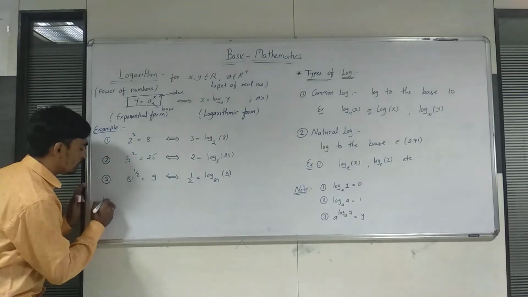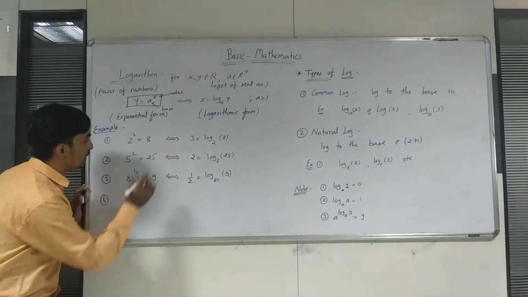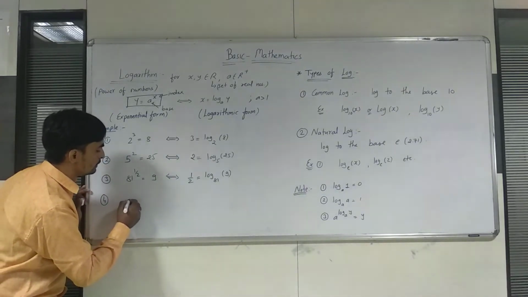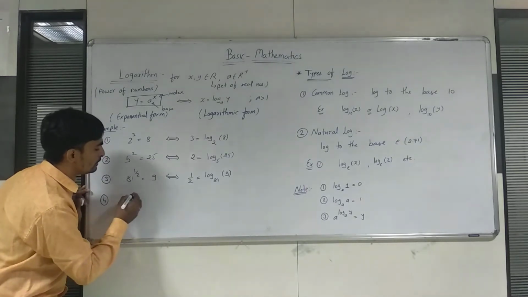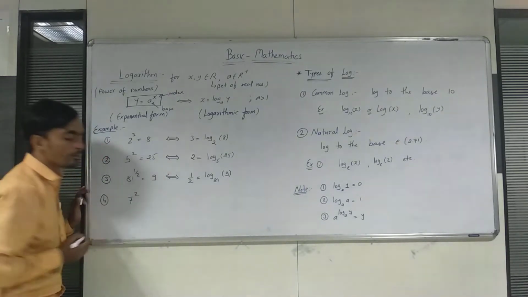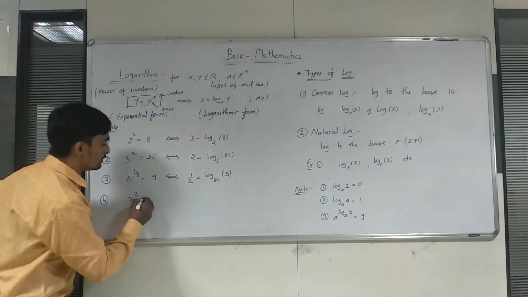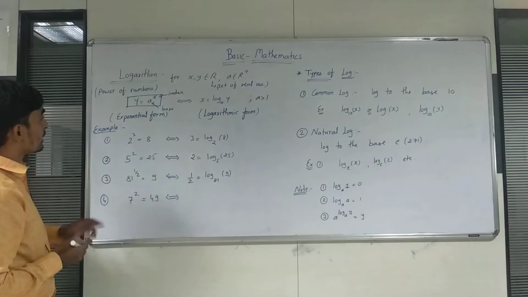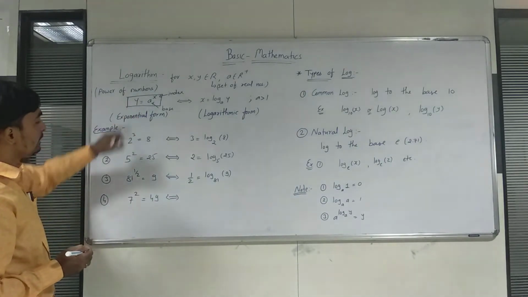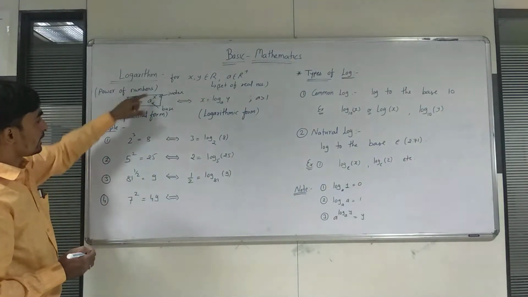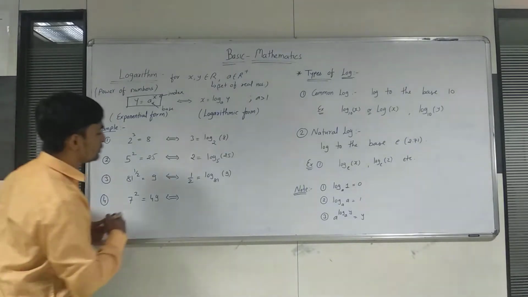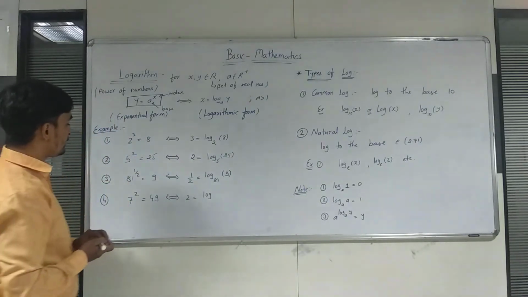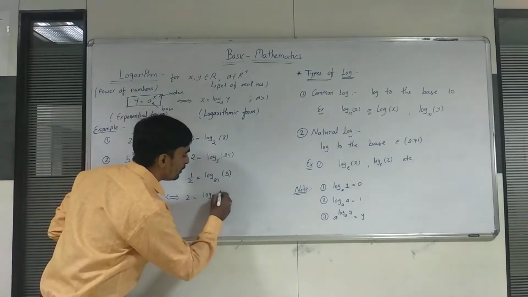One more example. Say something, 7 square. What you can write? 49. How you could write? Compare again this one. y is equal to 49, a is equal to 7, x equal to 2. So x equal to 2 equal to log of 49 at base 7.